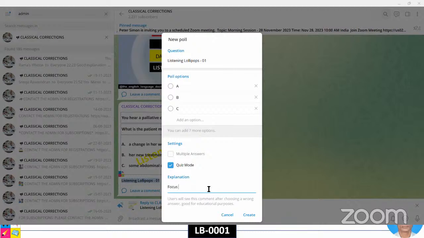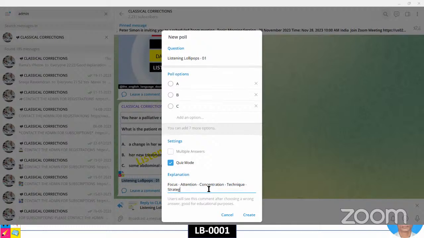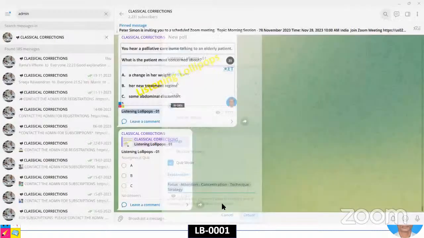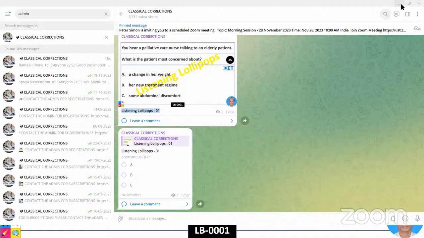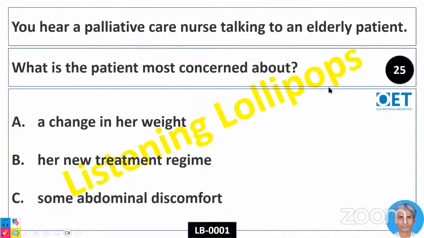Focus, attention, concentration, technique, and strategy. Right.